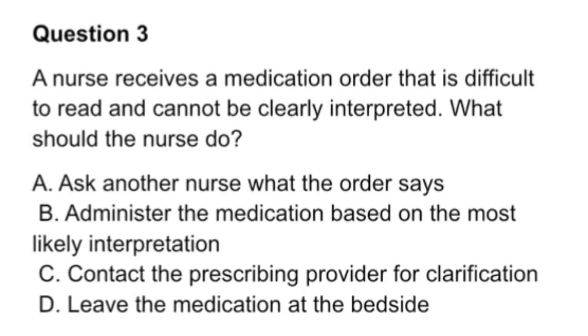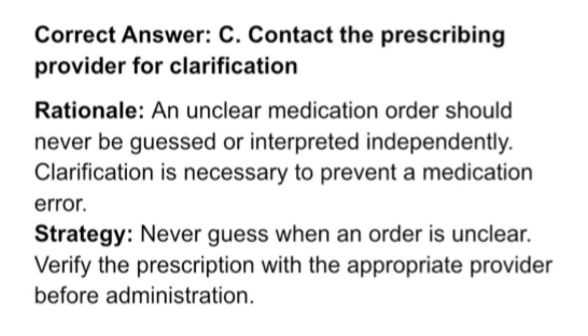Question 3. A nurse receives a medication order that is difficult to read and cannot be clearly interpreted. What should the nurse do? A. Ask another nurse what the order says. B. Administer the medication based on the most likely interpretation. C. Contact the prescribing provider for clarification. D. Leave the medication at the bedside. Correct answer: C. Contact the prescribing provider for clarification.